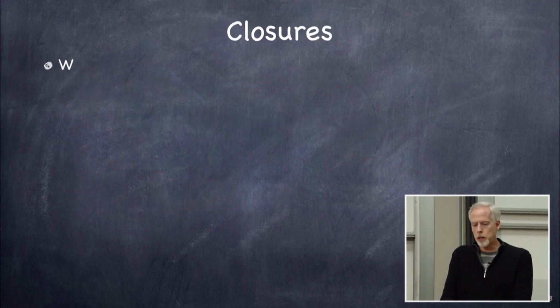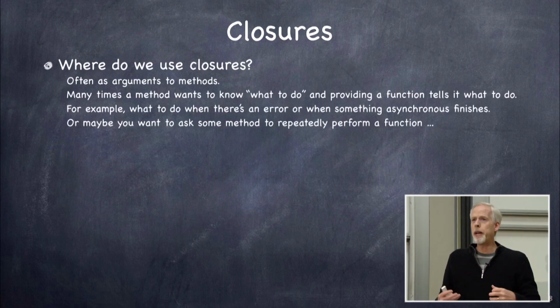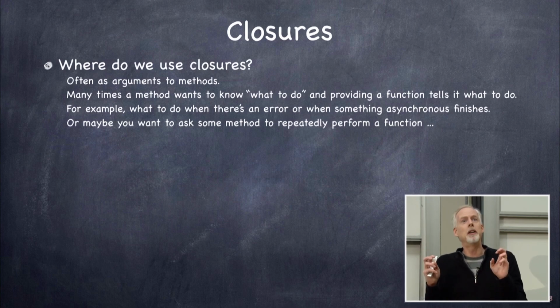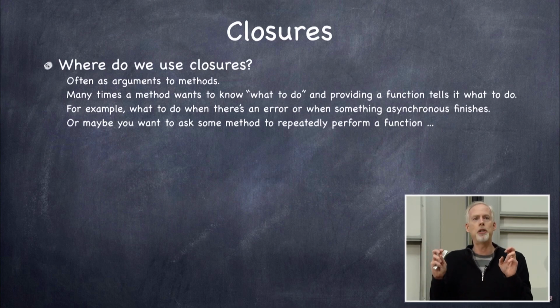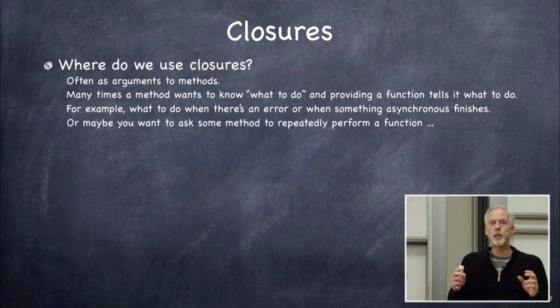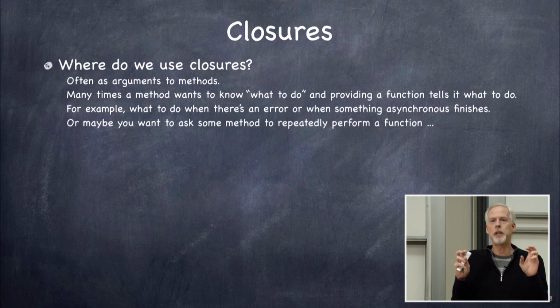Now, why do I want closures? Why do I want functions as arguments? Well, it's usually because you're passing something to a function that wants to know what to do. Okay, a function is a great way to tell it what to do. Now, why might it want to know what to do? Well, maybe it wants to know what to do if there's an error. Okay? I'm going to do something, it might generate an error, and I want to call a function in case there's an error so you can handle this function.